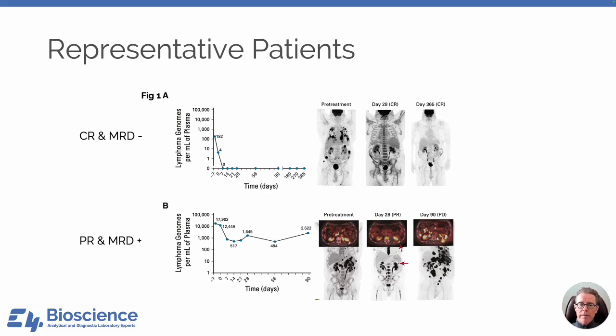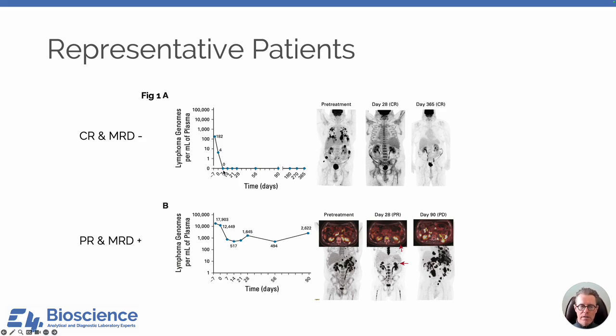So here we get to our first figure. We're going to take a look at some representative patients. Figure 1A, we start with a patient that is in a complete remission. That's determined by metabolic imaging and also considered MRD negative. Over here in 1A, we can see that this patient started with 180 plus lymphoma genomes per mil of plasma. This is where lymphodepletion starts.